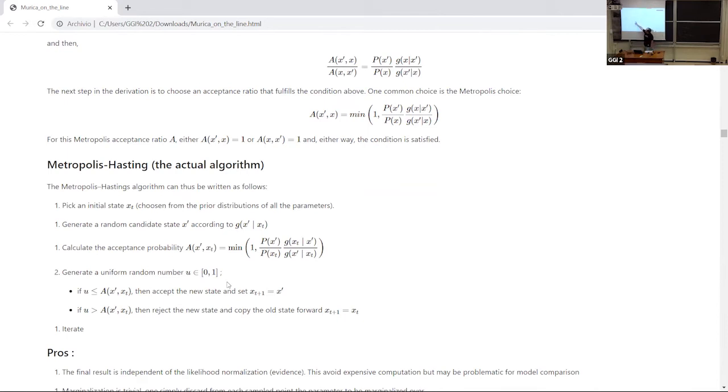You pick an initial state taken from the prior distribution of your parameter. This is a random point that you choose. Then you generate a random candidate y according to the proposal distribution. Then you calculate the acceptance probability as the minimum of one and the transition probability ratio. Once you have done this, you generate a random number between zero and one. If the generated number is smaller than the acceptance probability, then you accept the state and you go forward. If it's not, you reject the state and you continue from the initial state and you extract another point. And then you iterate until you get convergence.